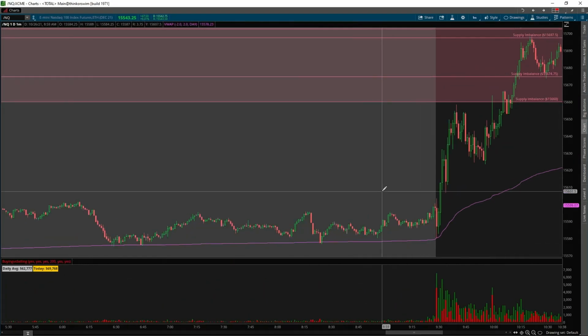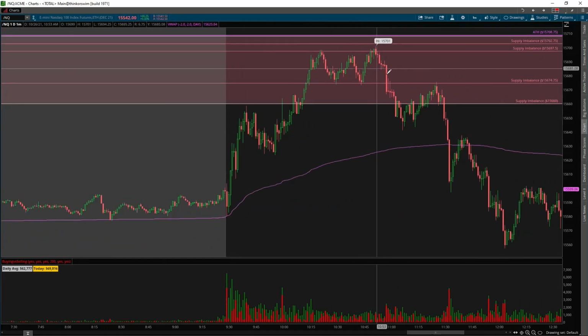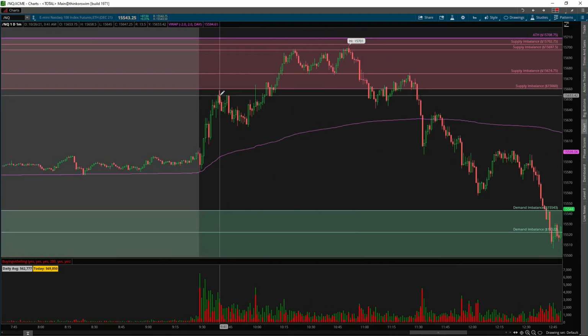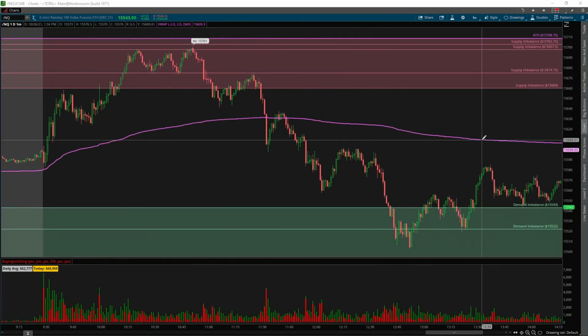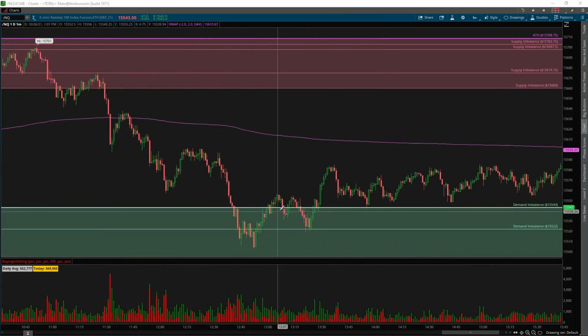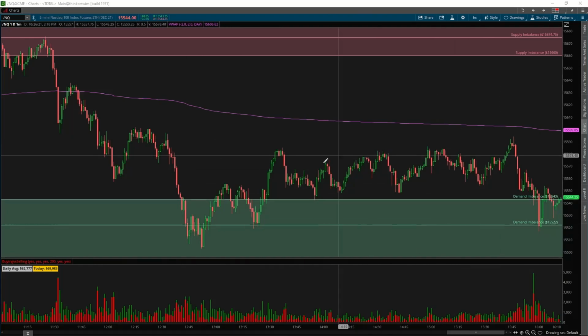We came into the supply zone. We failed at the top supply. We actually had a head and shoulders pattern. Left shoulder, head, right shoulder. And then we sold off from that. Let's see. Right into demand. Very weak buying rally from this demand zone. There was really no interest in trading this.